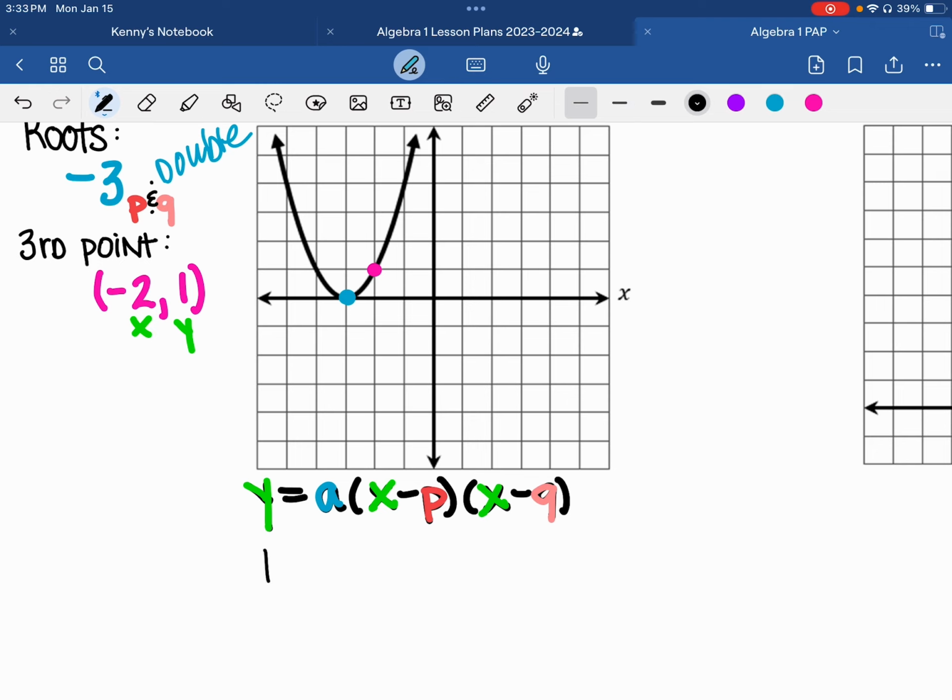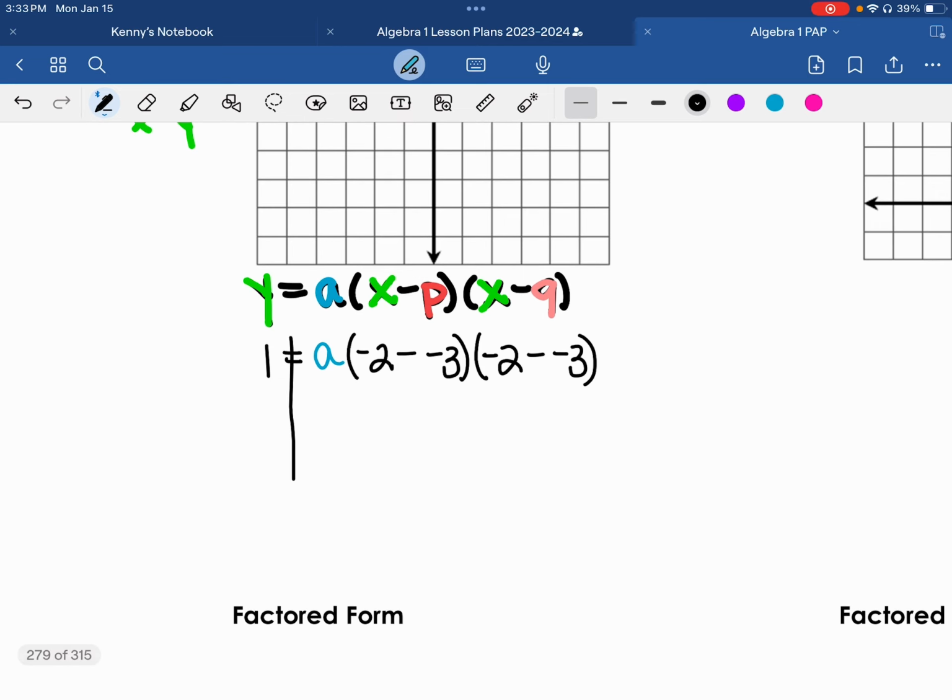So y is positive 1, a we're solving for, x is negative 2, minus negative 3 for p, negative 2 minus negative 3 for P. Because remember, P and Q are the same for this one. Okay, I'm going to go ahead and solve this algebraically.